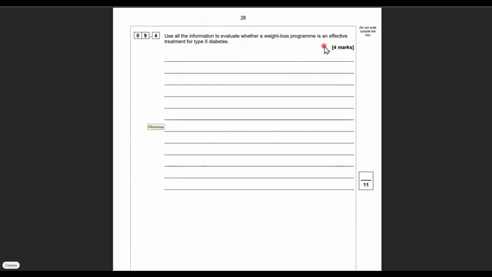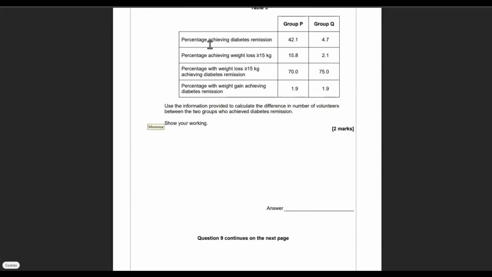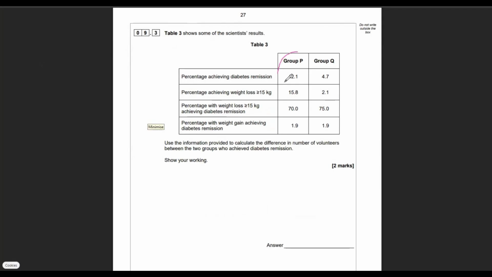Use all the information to evaluate whether a weight loss program is an effective treatment for type 2 diabetes. So can we say that losing weight is effective? We want to compare the results for P to Q. And when they use the word evaluation, I think plus and minus, AQA biology, you must say a couple of good things for, a couple of things against. There's always 10 negative things you can say about it. And even a good investigation like this, we can say some things that are negative. You just need to make the statements.